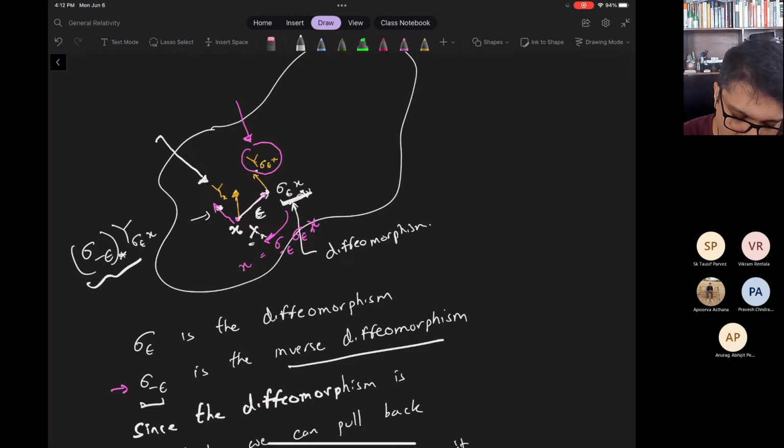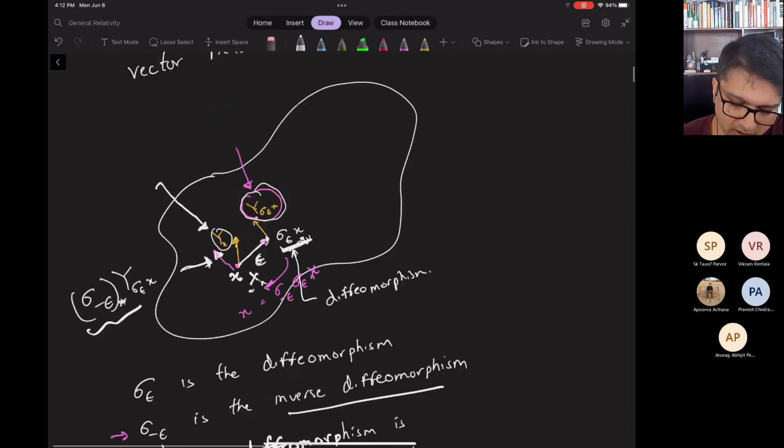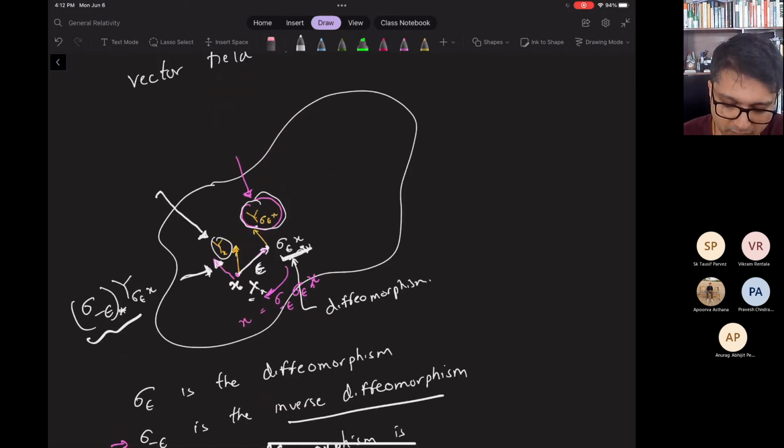Now this vector, which is the push forward of this vector, can be compared against the original Y, and we can compare the difference between the two. Since the diffeomorphism is invertible, we are only pushing forward, but in the reverse direction. So we can think of this as a pullback of the vector. Remember, the pullback of a vector is only possible when you have a diffeomorphism. Since we do have one, we can pull back this vector, or push it forward using the inverse diffeomorphism.